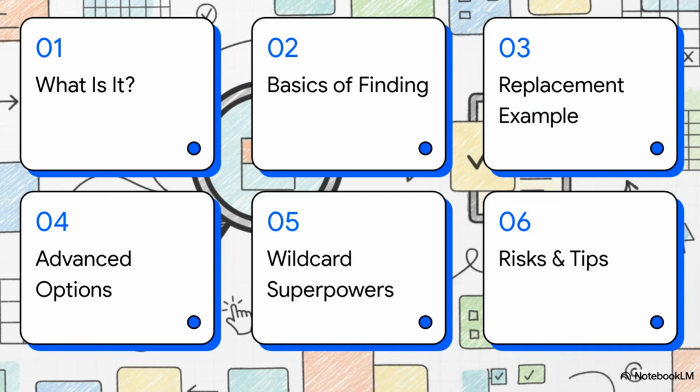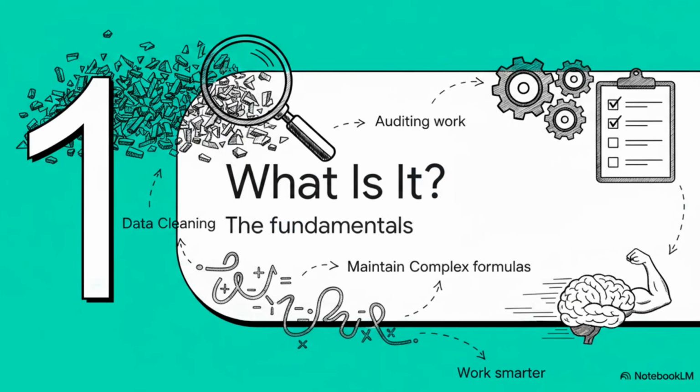So here's our game plan. We're going to start with the basics, then get into the nitty-gritty of just finding data. After that, we'll walk through a real-world example of replacing things. Then we'll unlock some advanced options, play with some wildcard superpowers, and wrap it all up with some really important risks and final tips. So what is this tool, really?